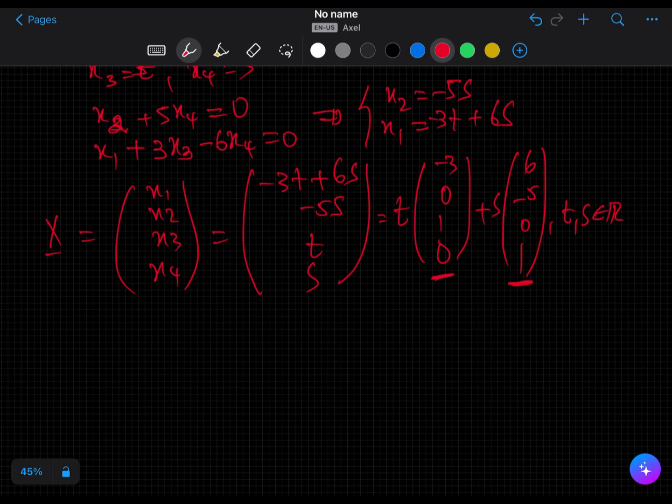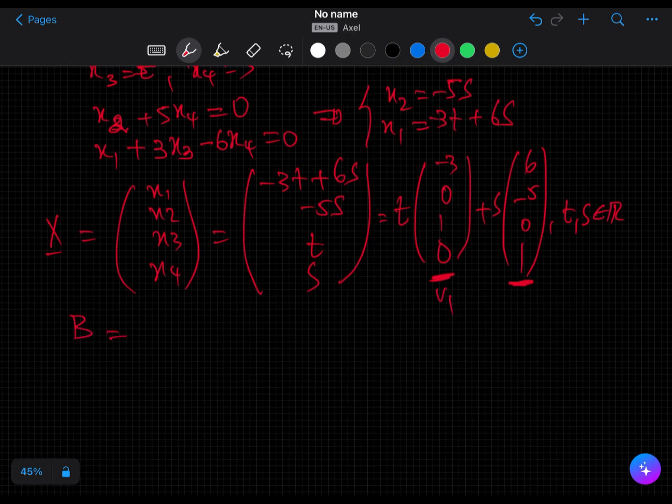We can see that these two vectors are linearly independent, and because they are linearly independent, they form a basis. If we call them V1 and V2, the basis will be V1 and V2. The dimension is the number of elements in the basis, that is, dimension equal to 2.